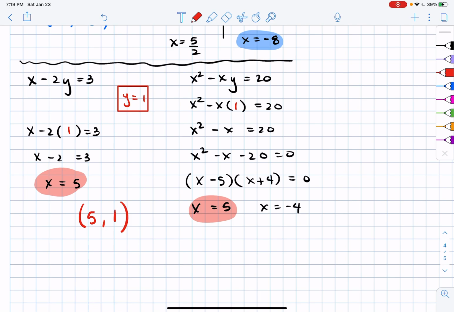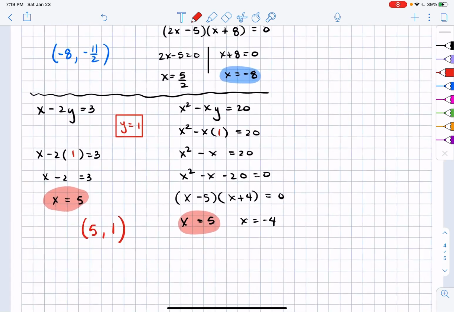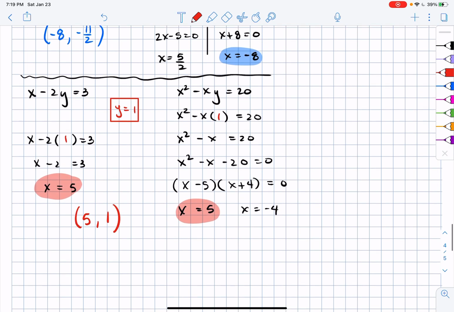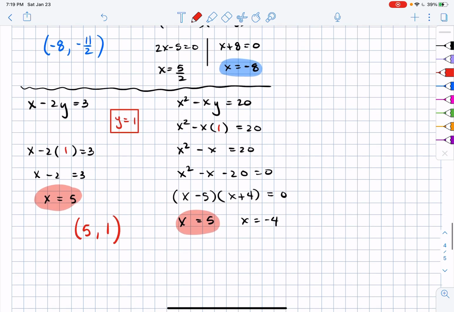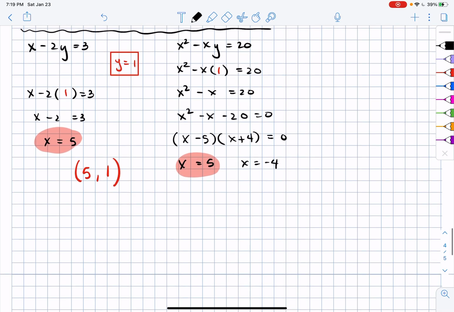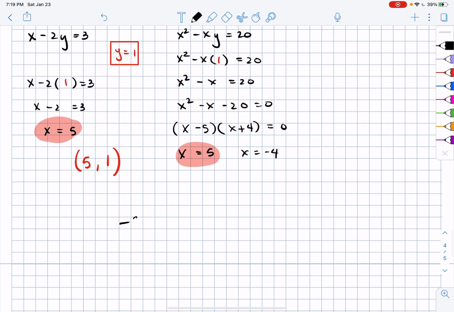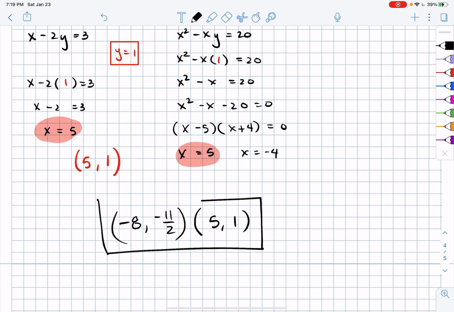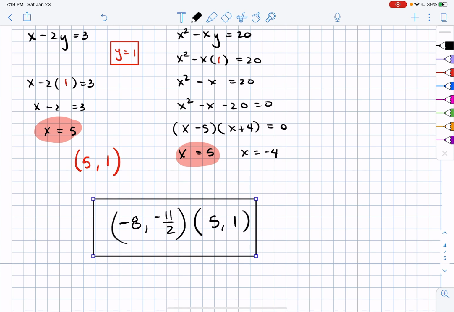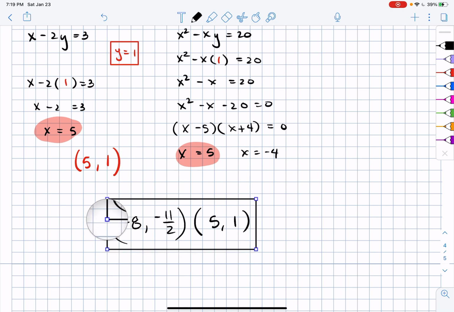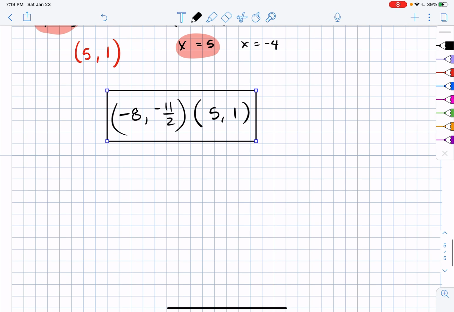So in this case, I only have 2 answers, and the 2 answers are negative 8, negative 11 halves, and 5, 1. So those are the 2 intersection points of these 2 nonlinear equations. Okay. Ooh, that was an 8. So 9. The worst 9 I ever wrote.